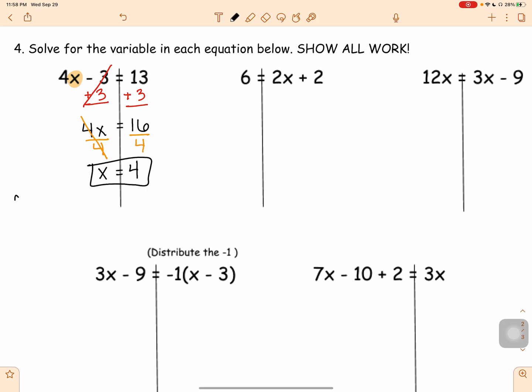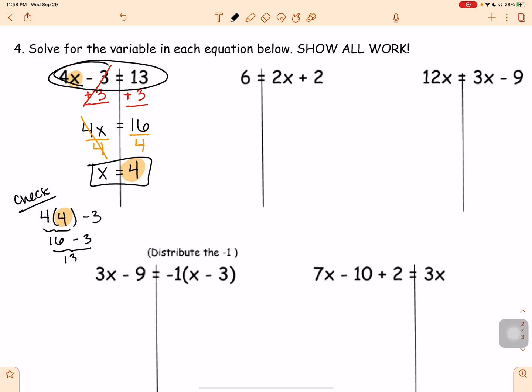And if you guys ever wanted to check your work, what you would do is you would take this, and instead of having the x there, you're going to plug in what we just solved, which we got 4, right? So you're going to plug that in here and see what the solution is. So 4 times 4 is 16, minus 3 is 13. And that is what this equation said it should equal. Okay, so that's a way that you guys could check your work if you wanted to. That might help you out a little bit.